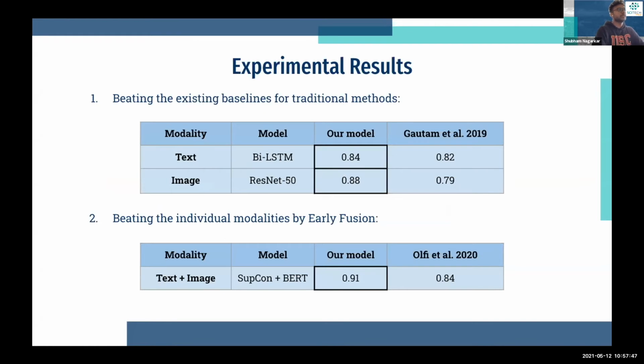The first table you see is the results for our traditional methods. Here we are comparing our work with an existing work by Gautam, which was published in 2019. We are using the same models as used by that paper, that is BiLSTM for text and ResNet for image. One interesting thing to note is we're using the same architecture, yet we are getting better results as compared to the existing work.